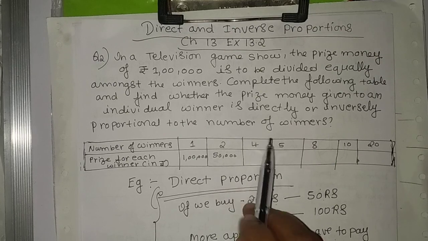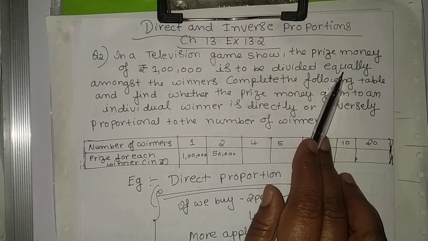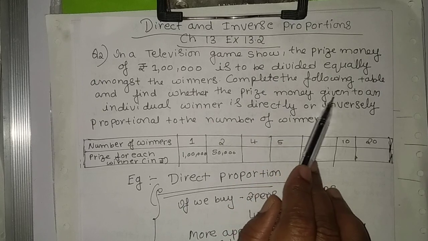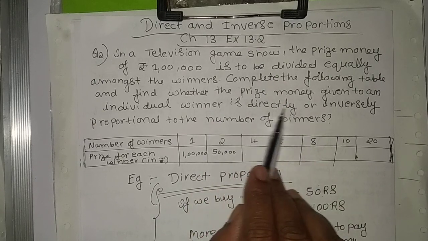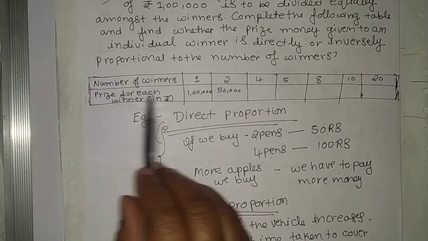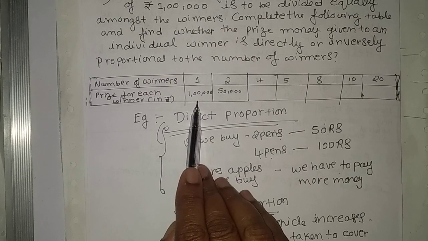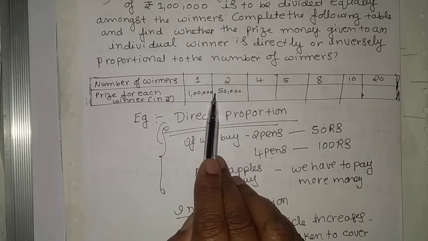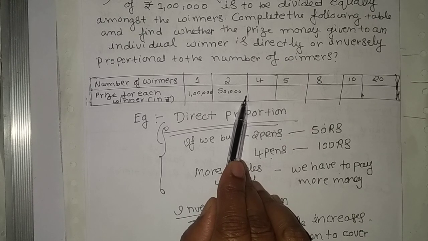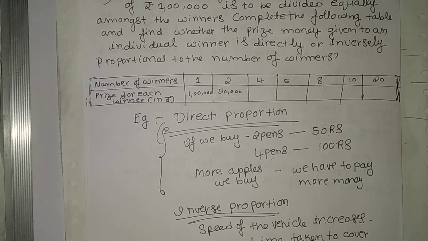What is the question? In a television game show, the prize money of rupees 1 lakh is to be divided equally among the winners. Complete the following table to find whether the prize money given to an individual winner is directly or inversely proportional to the number of winners. So they have given the table for us, number of winners, and if it is given to only one person, it is 1 lakh. Then it is given to 2 persons, means it will be divided by 2, 50,000. Similarly for 4, 5, 8, 10, 20, we have to calculate.